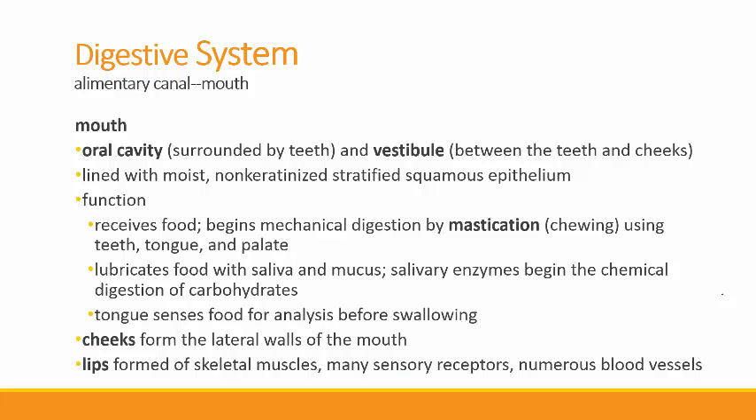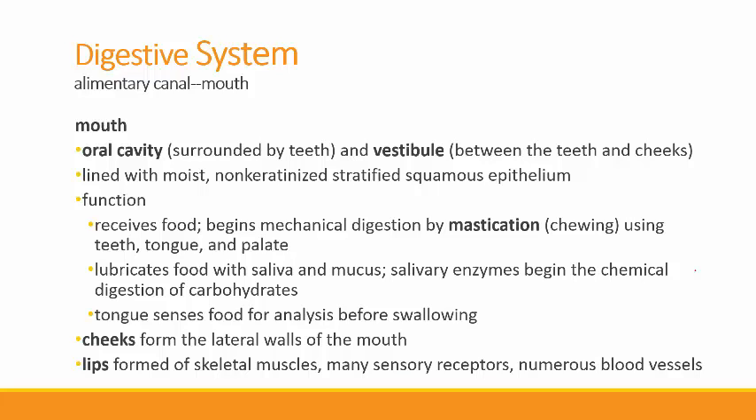And the role that the mouth plays, as well as mastication, is in producing saliva and mucus that lubricates the food. And there's even some salivary enzymes that begin chemical digestion of carbohydrates. We'll talk about those in just a minute.